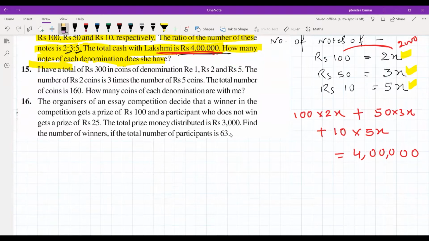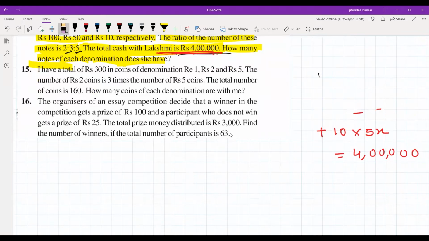Okay, now let's move to the next question, that is question number 15. In question number 15, the first sentence says that I have a total of 300 coins of denominations rupees 1, 2, and 5. So he has three types of coins: rupees 1, rupees 2, and rupees 5, and the total he has is 300 coins.